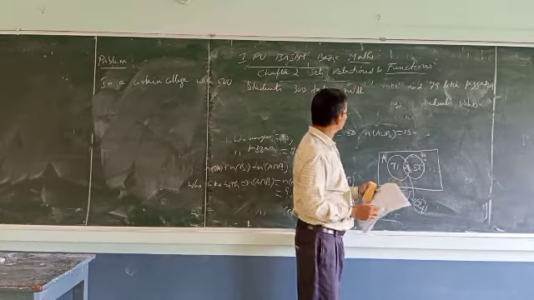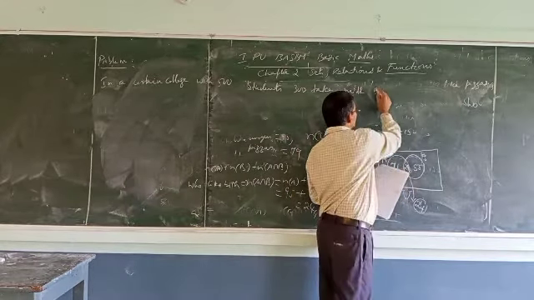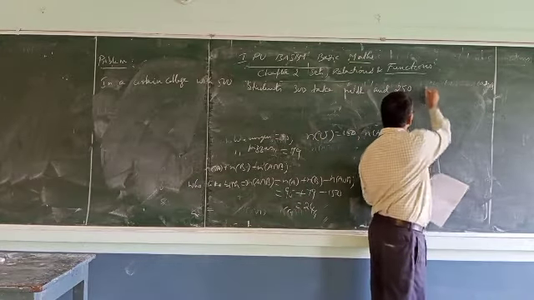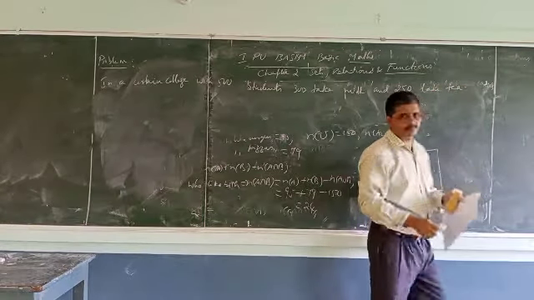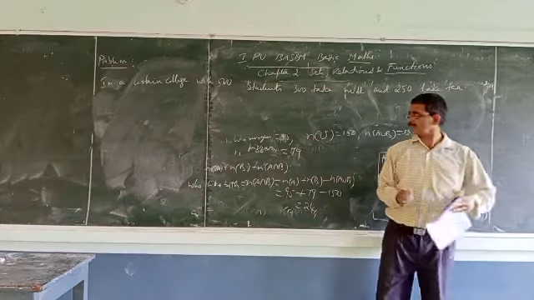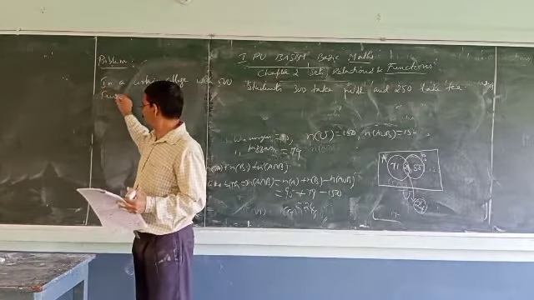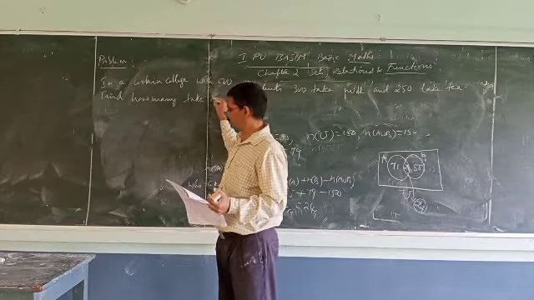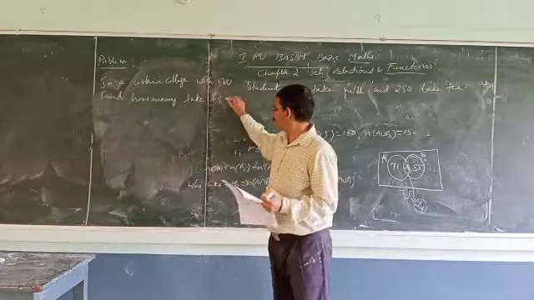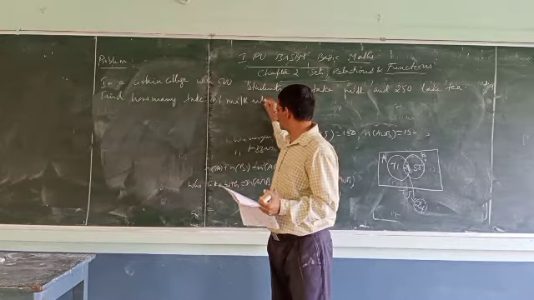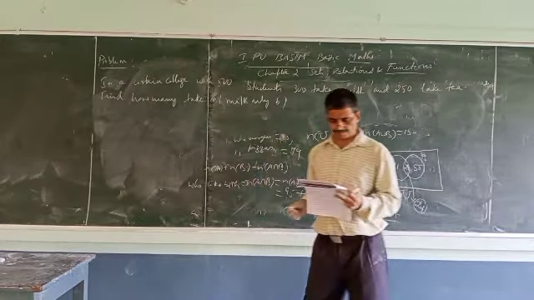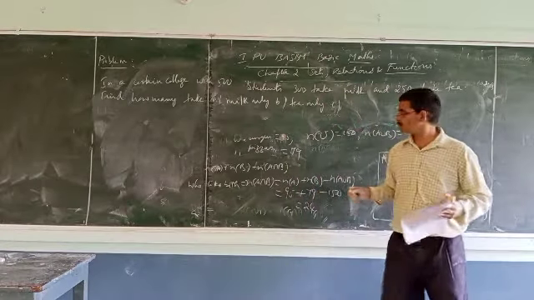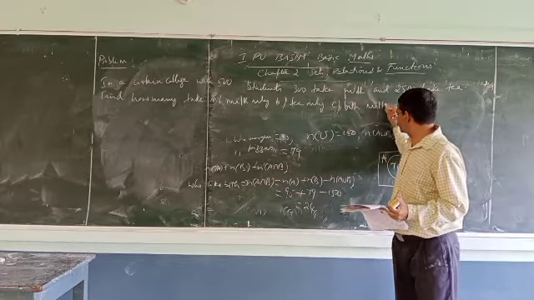And 250 take tea. Find how many take: A, milk only; B, tea only; C, both milk and tea.